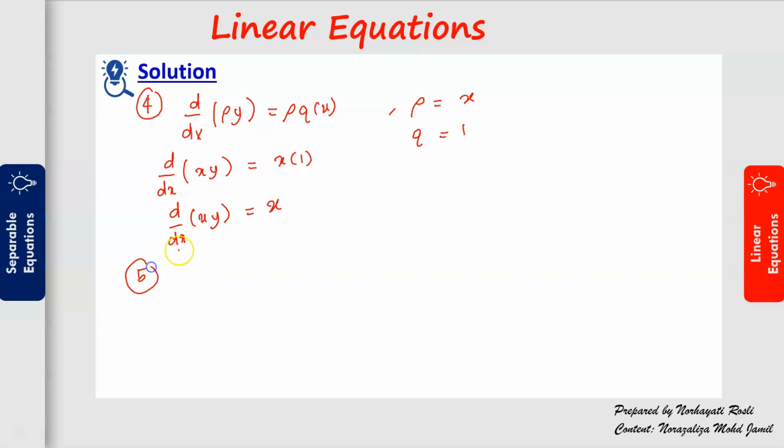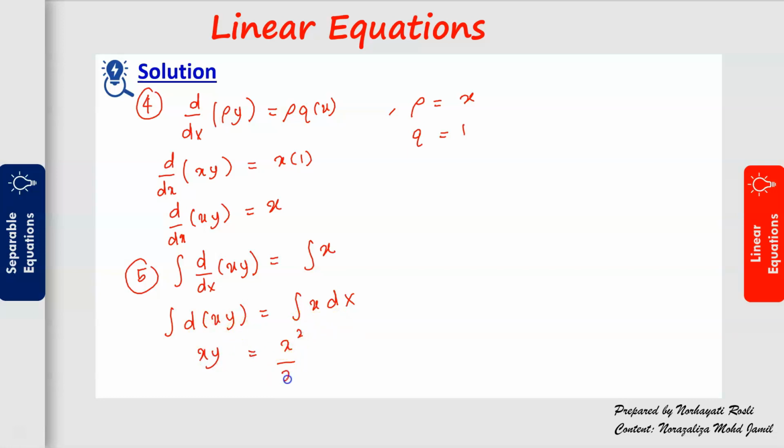And step number 5, we need to integrate both sides. So we'll have the integral of d/dx (xy) equals the integral of x. And moving this dx to this side, we'll have the integral of d(xy) equals the integral of x dx. In this case, the integration and differentiation cancel out, leaving just xy in this bracket. Integrating the right side, you will get x squared divided by 2, plus c.